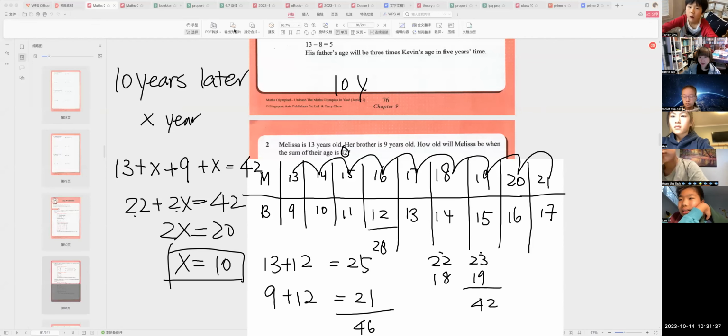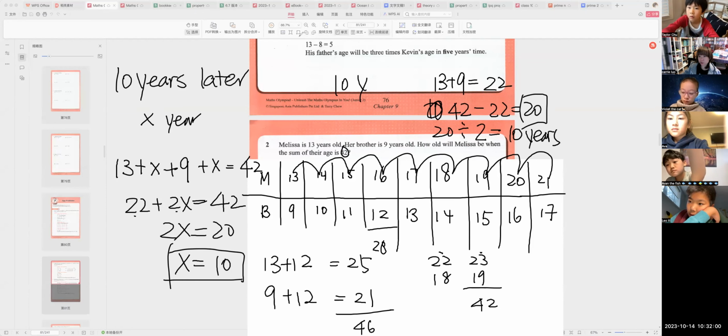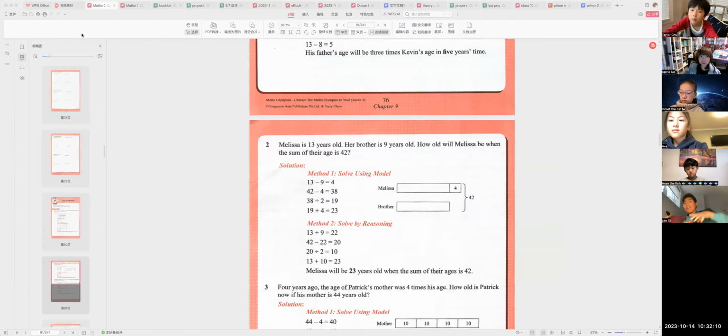And we can also have another way of doing it. Right now, Melissa and his brother's ages add up to 22, right? And a couple years later, it's going to be 42. 42 minus 22 equals 20. It's 20 years together, but Melissa and his brother add up the same thing. So 20 divided by 2 equals 10 years. See, Taylor, one question done in 3 different ways. Ava, Evan, and Leo, we need to use 3 different ways of doing this, okay? It's not hard at all.